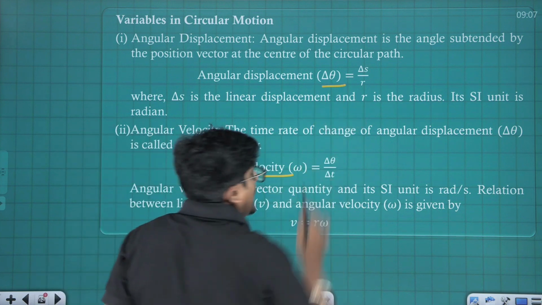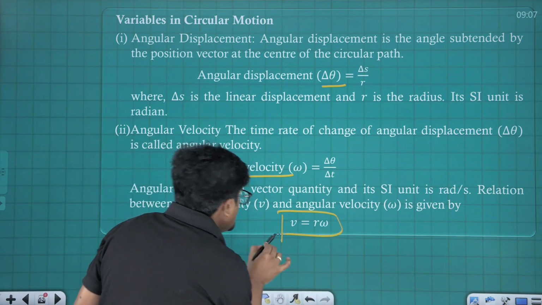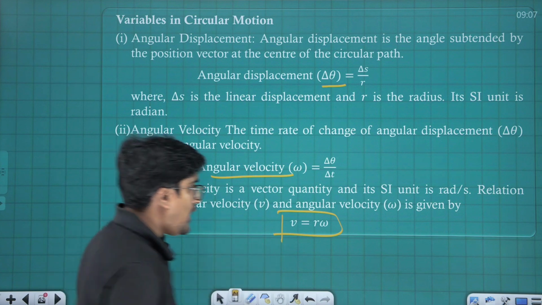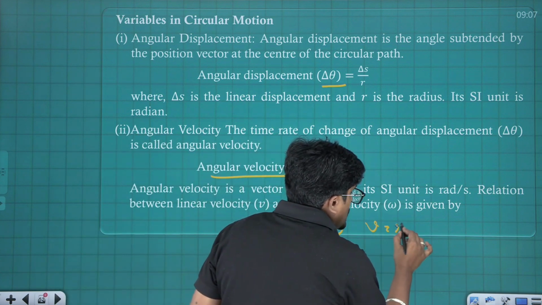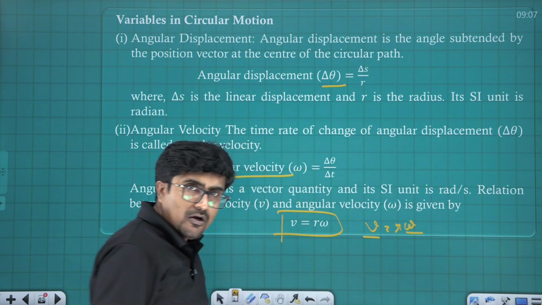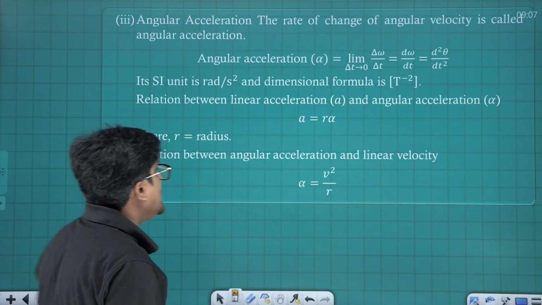That is what is mentioned over here: angular velocity, and here this is angular displacement. What is the relation between the tangential velocity component and the angular velocity component? That is v is equal to r omega. I repeat, v is equal to r omega. Here v is the tangential velocity component, omega is the angular velocity component, and r is the radius in which the body is moving.